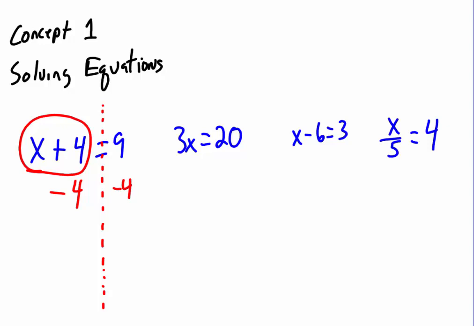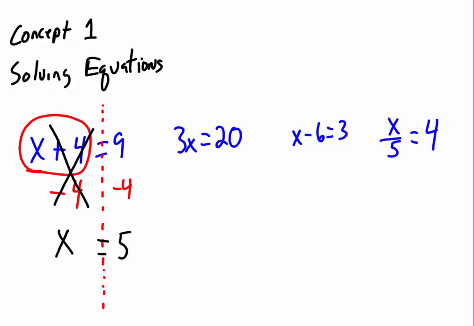Now, then, a plus 4 and a minus 4 become a 0. So that means that I'm left with just an x over here on this side, equal sign right on the line, and then a 9 minus 4 is a 5. Easy enough. Same thing happens here. It's still just one step.